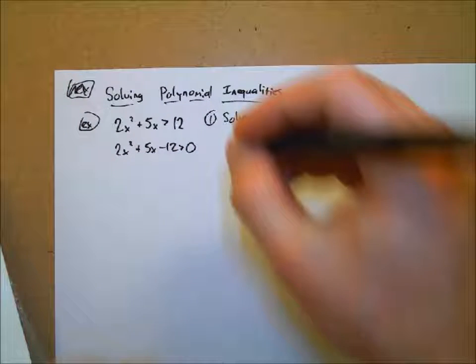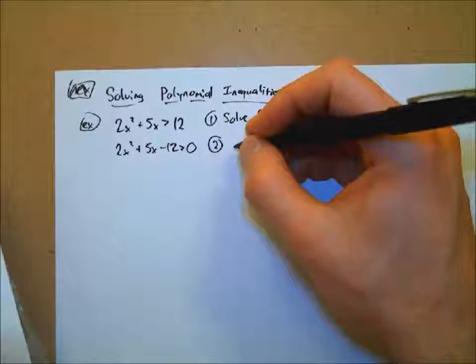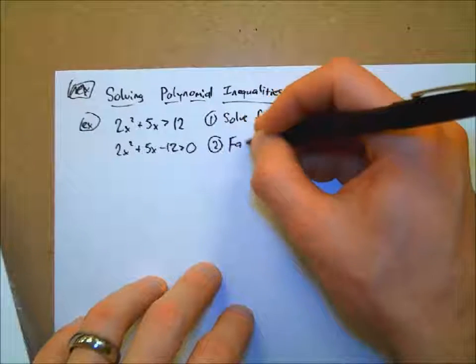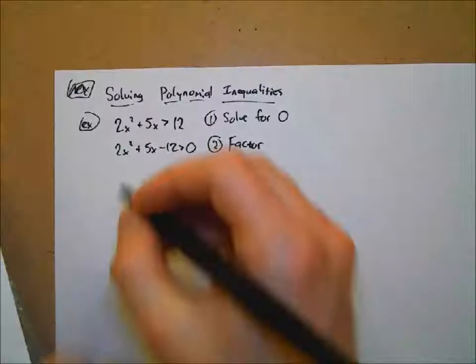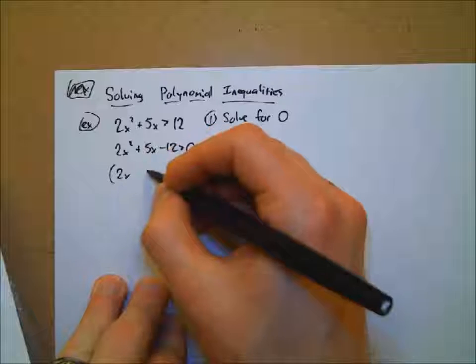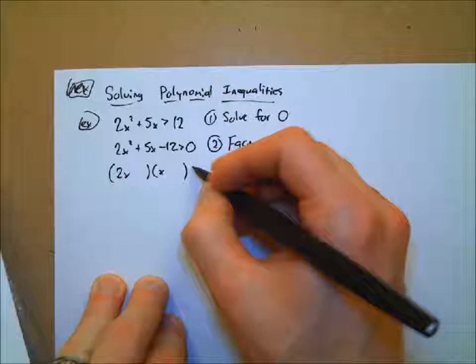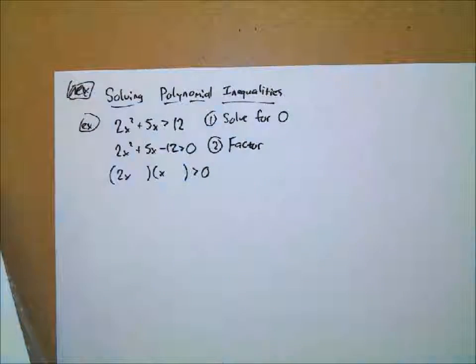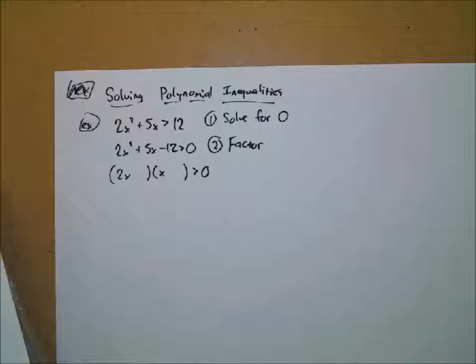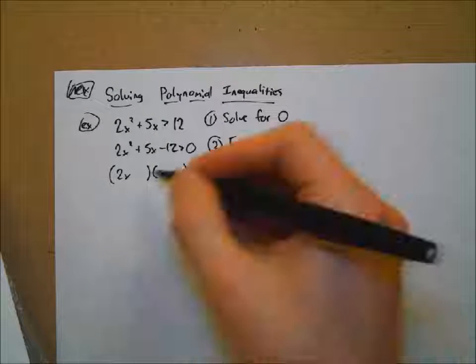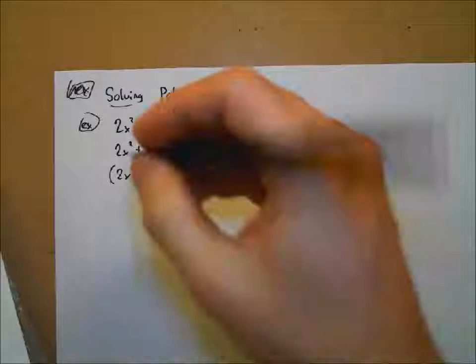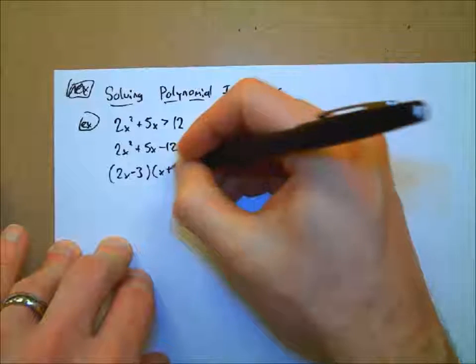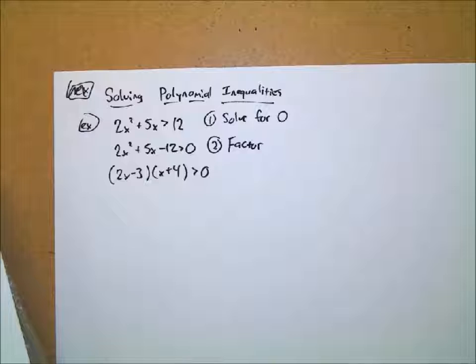Again, same situation we did before. We'll factor as well. So this is going to be 2x and an x. And then what are our other numbers going to be here? How does it factor? It's 2x minus 3 and x plus 4. Very good. Exactly right. So it does factor nicely.